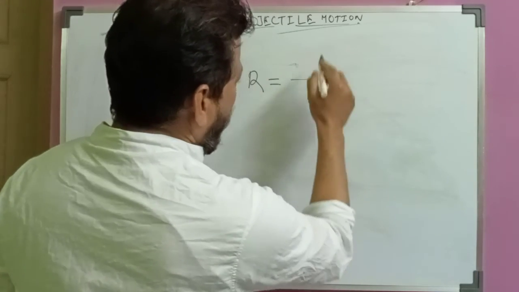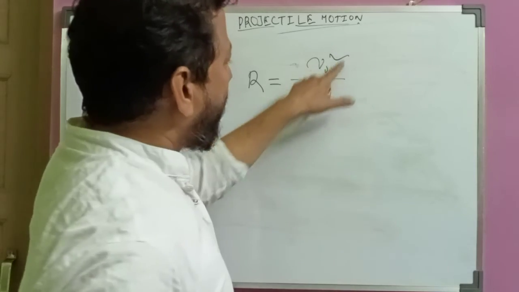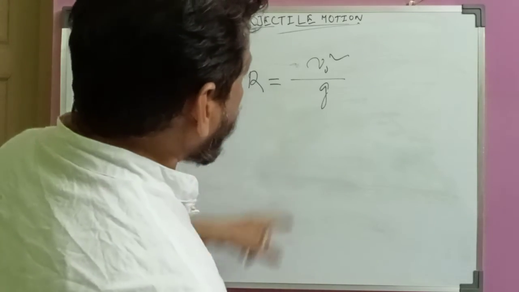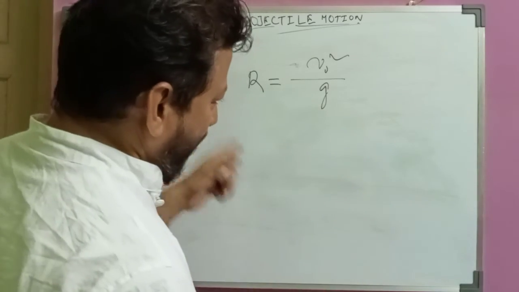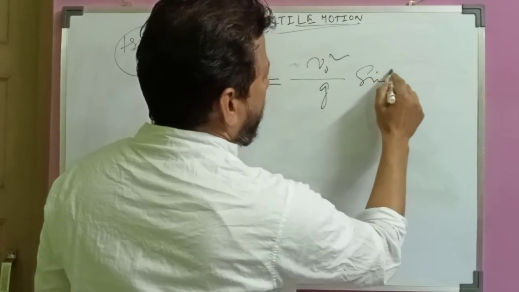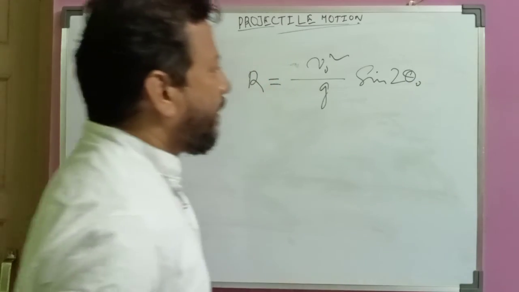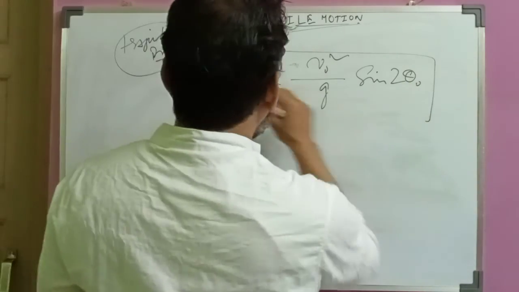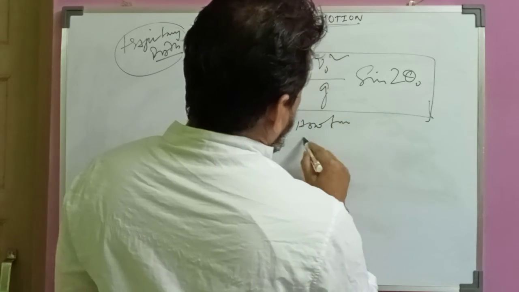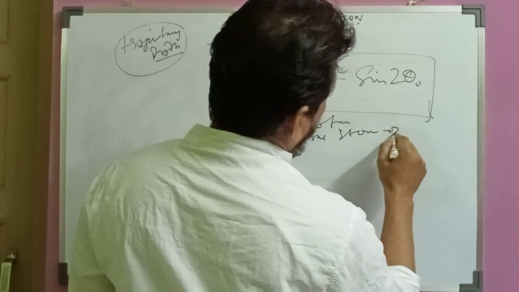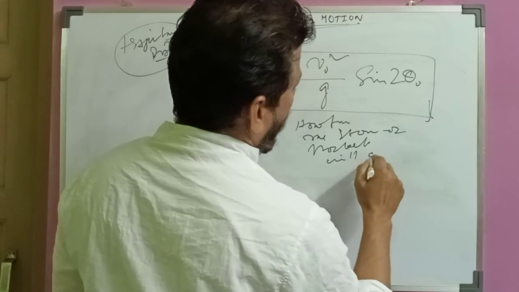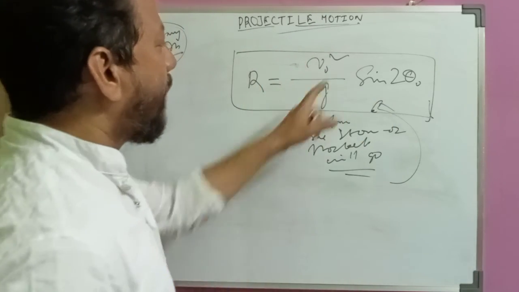So you need V naught square by g. This is the basic formula, and because the sine part is also there, sine gives you the vertical motion, so it will give sine 2 theta. These are the formulas of range, and how far the stone or the rocket will go, this formula is applicable.